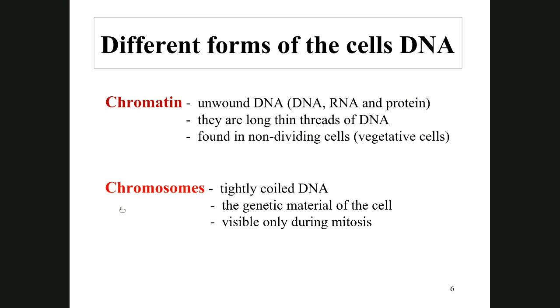Now, chromosomes are another form of DNA, tightly coiled DNA. So when a cell is going to divide, the chromatin is coiled up into short visible units called chromosomes. So it says tightly coiled DNA, the genetic material of the cell, visible only during mitosis. You're only going to see chromosomes when the cell is dividing. Otherwise, the DNA is unwound into long, thin threads of DNA called chromatin.